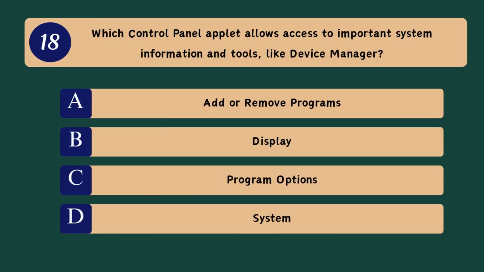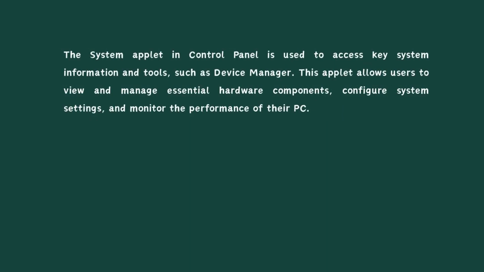Question 18. Which Control Panel applet allows access to important system information and tools, like Device Manager? A. Add or Remove Programs. B. Display. C. Program Options. D. System. Correct answer. D. System. The System applet in Control Panel is used to access key system information and tools, such as Device Manager. This applet allows users to view and manage essential hardware components, configure system settings, and monitor the performance of their PC.